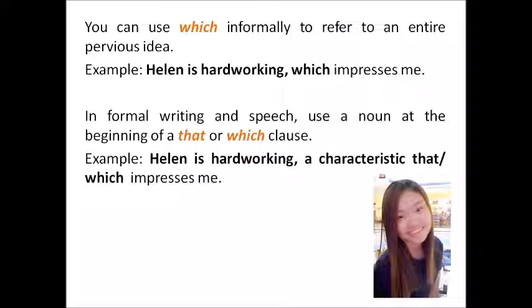Example: Helen is hardworking, which impresses me. In this sentence, which refers to the entire previous idea, Helen is hardworking. Next, in formal writing and speech, use a noun at the beginning of a that or which clause. For example, Helen is hardworking, a characteristic that or which impresses me. In this sentence, characteristic is the noun. That is why the relative pronoun that or which is used after the word characteristic.